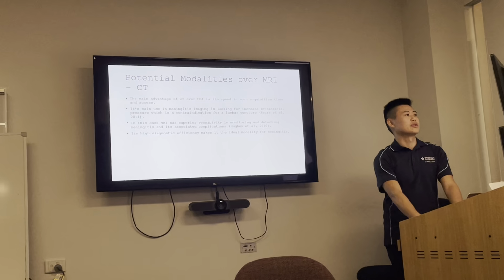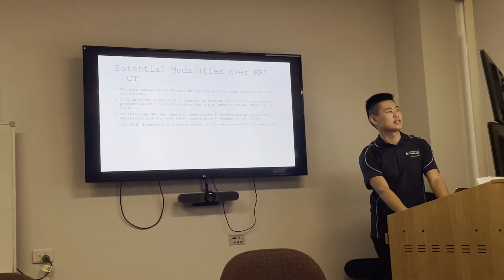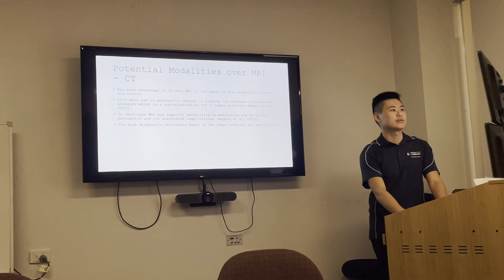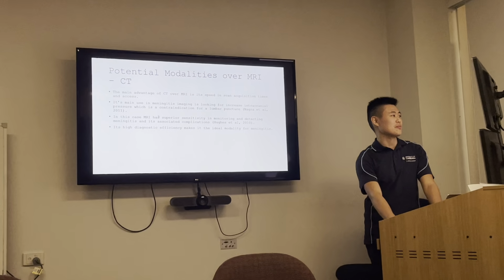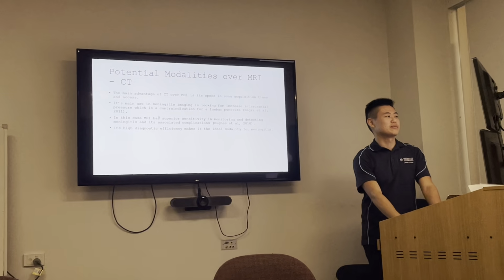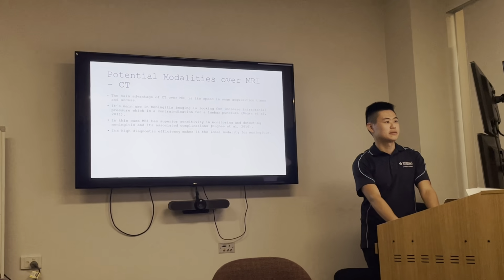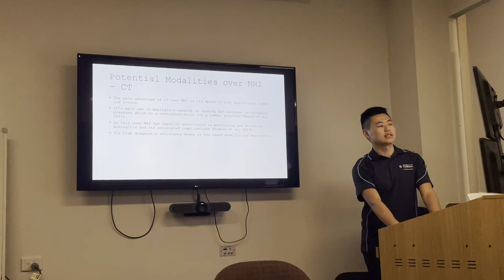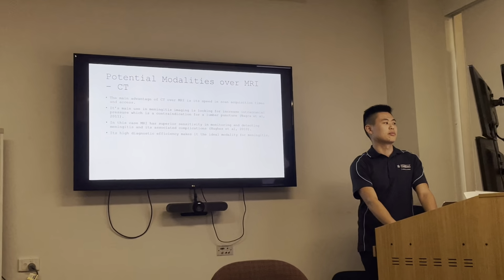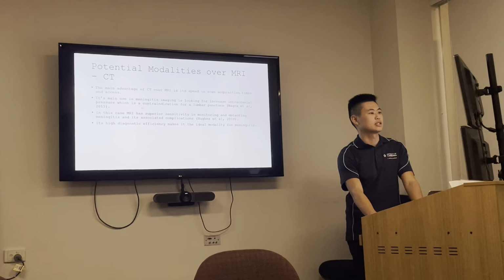So what are potential modalities other than MRI? First one, we have CT. The main advantage of CT over MRI is its speed in scan acquisition times and access. Its main use in meningitis imaging is to look for increased intracranial pressure, which is a contraindication of a lumbar puncture. In this case, MRI has superior sensitivity in monitoring and detecting meningitis and its associated complications. Its high diagnostic efficiency makes it the ideal modality for meningitis.